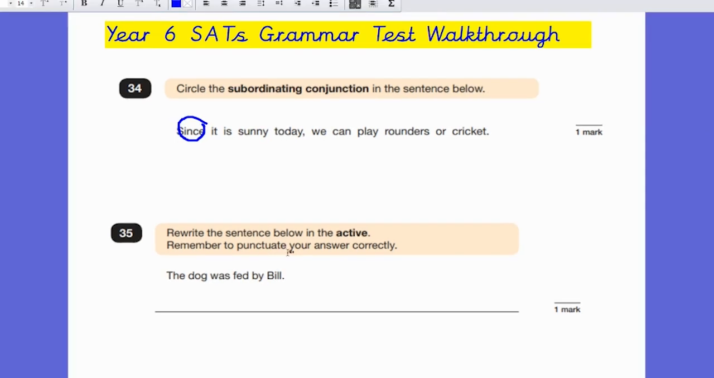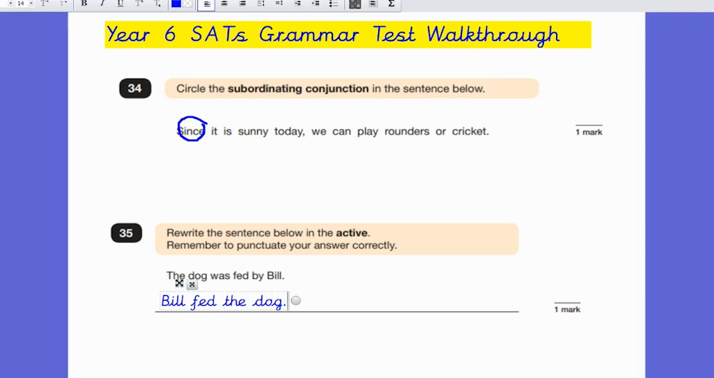Number 35, and another question where the children are required to punctuate their answer correctly, and lots of children do forget their full stops at the end, and they can tend to forget their capital letters, so it's really important that they remember that. Rewrite the sentence below in the active voice. The dog was fed by Bill. Now in this sentence it's written in the passive. The object comes first, then the verb, then the subject. So we need to switch that so that Bill becomes the subject of the sentence. So we will say, Bill fed the dog.